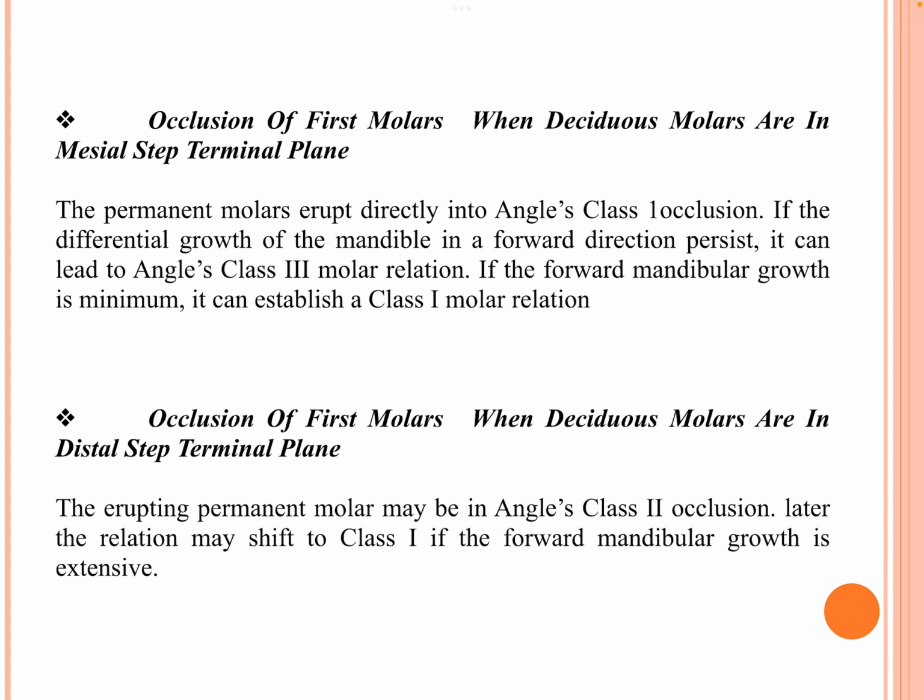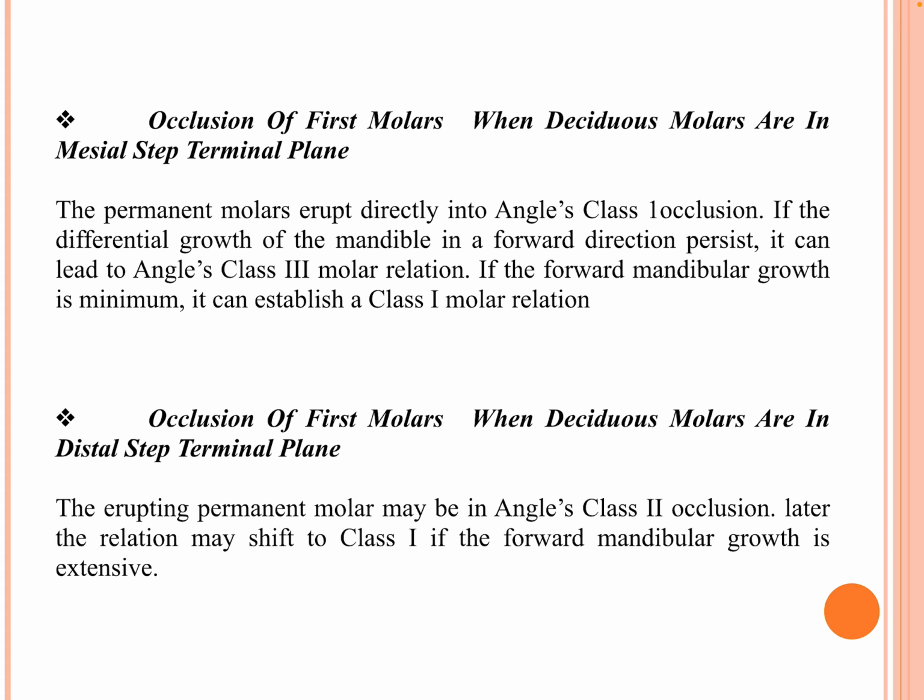Occlusion of first molar when the deciduous molars are in a mesial step terminal plane. The erupting permanent molars erupt directly into the Angle's class 1 occlusion. If the differential growth of mandible is in a forward direction and it persists, it can lead to Angle's class 3 molar relation. If the forward mandibular growth is minimum, it can establish a class 1 molar relation.